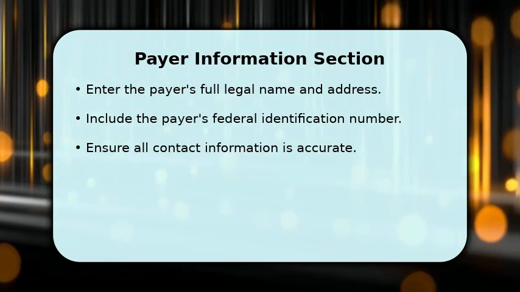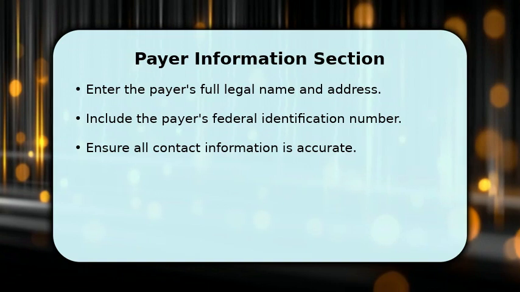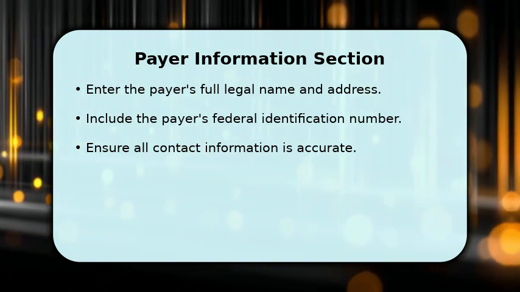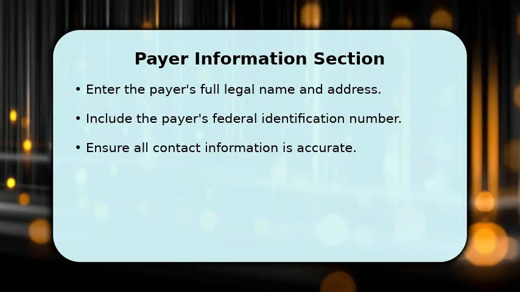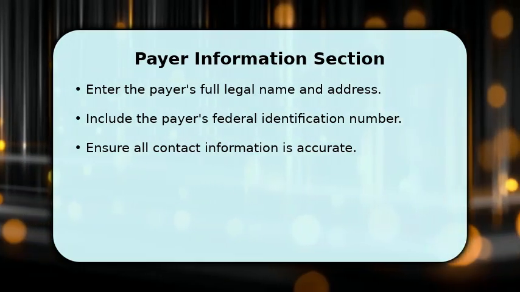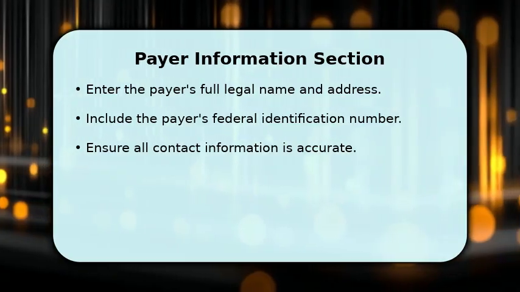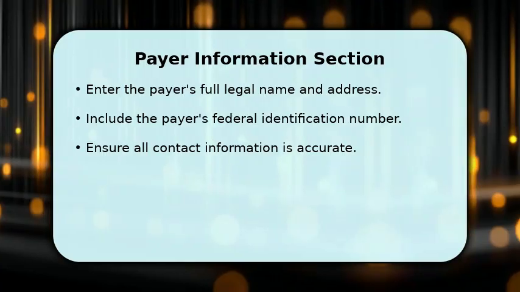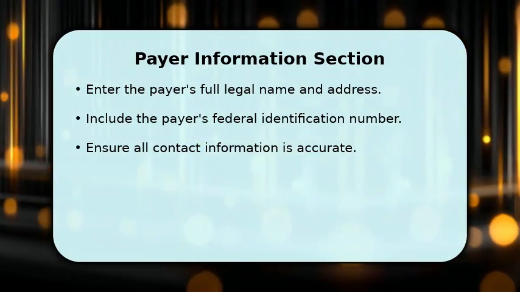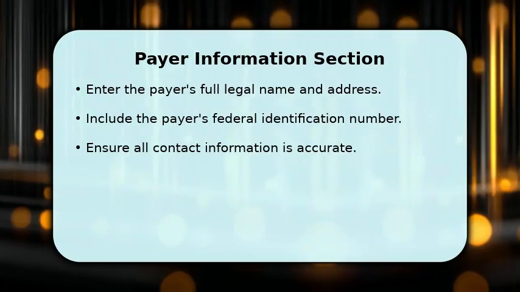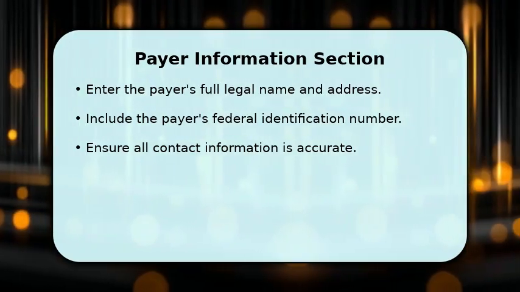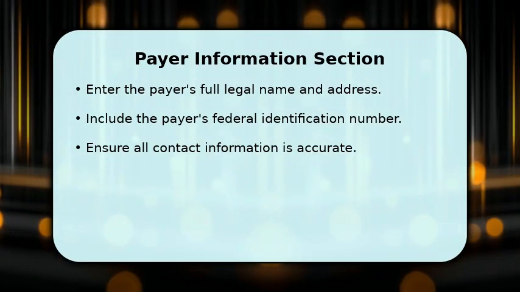Next, let's focus on the payer information section. Here, you'll accurately enter the full legal name, street address, city, state, and zip code of the business making the payment. Don't forget to include the payer's federal identification number, which is typically an employer identification number, or EIN. Double-check all these details to prevent any processing delays or errors with the IRS.